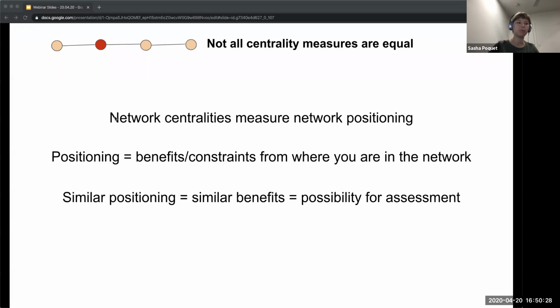For instance, if you're very popular, that's good for your reputation and influence, but it also constrains what you can do because of your positioning. And so that conceptual understanding also implies that people with similar positioning or similar centrality also have similar benefits, and that opens up for possibilities for assessment.